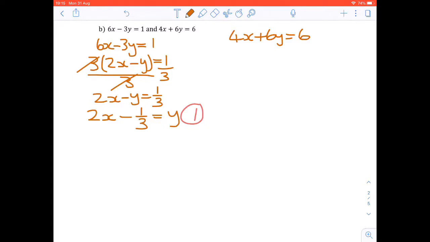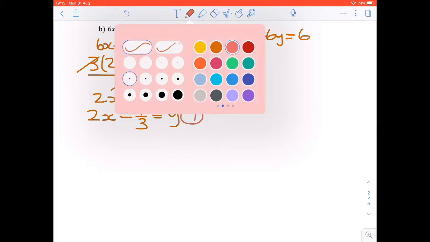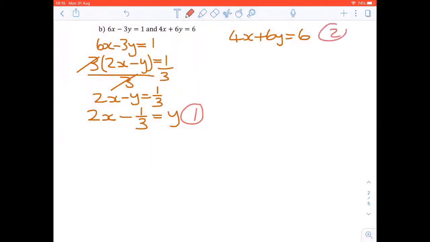So it doesn't matter which you do, but the goal is perhaps to do the simplest one so the maths is a bit easier for yourself. But you will get to the same answer ultimately, regardless of which one you choose. So this is number 2.